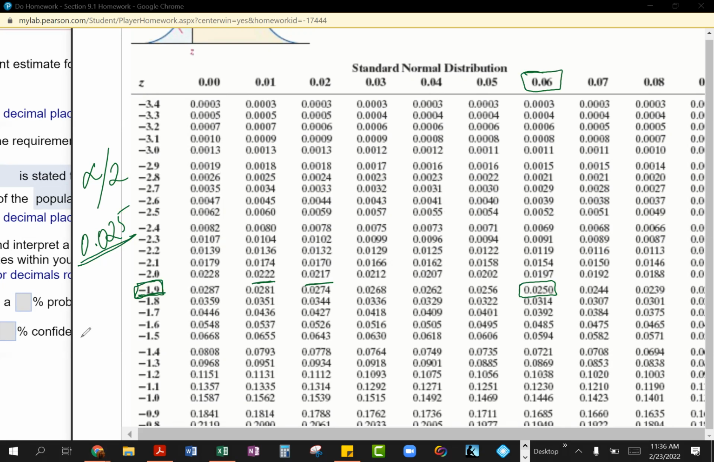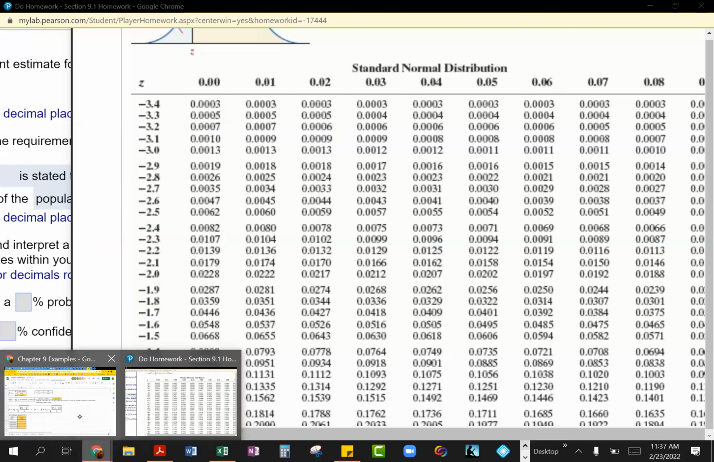This is the percentage we're looking for, and that corresponds to negative 1.9 over here and 0.06 over here. So you're getting negative 1.96. But in this case, we're looking at this more as a critical value and less as a z-score, so we don't have to worry about that negative sign. We're just interested in the 1.96 number. That's how you use this standard normal distribution table. You find the percentage from the alpha divided by 2, and then based on that, you find your z-score. So 1.96 is the z-score it comes out to be.